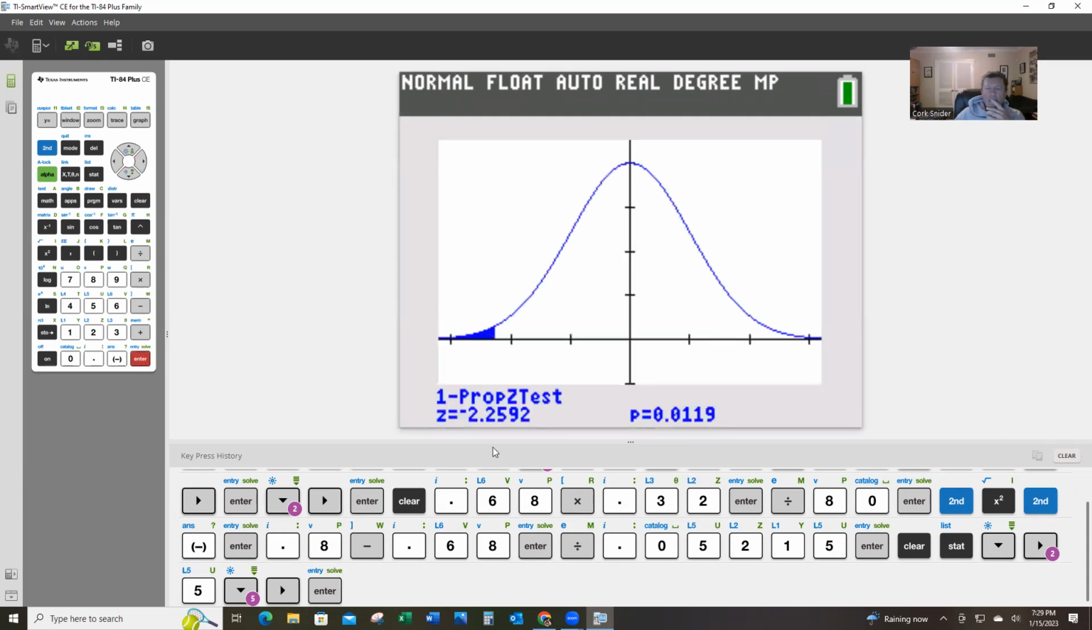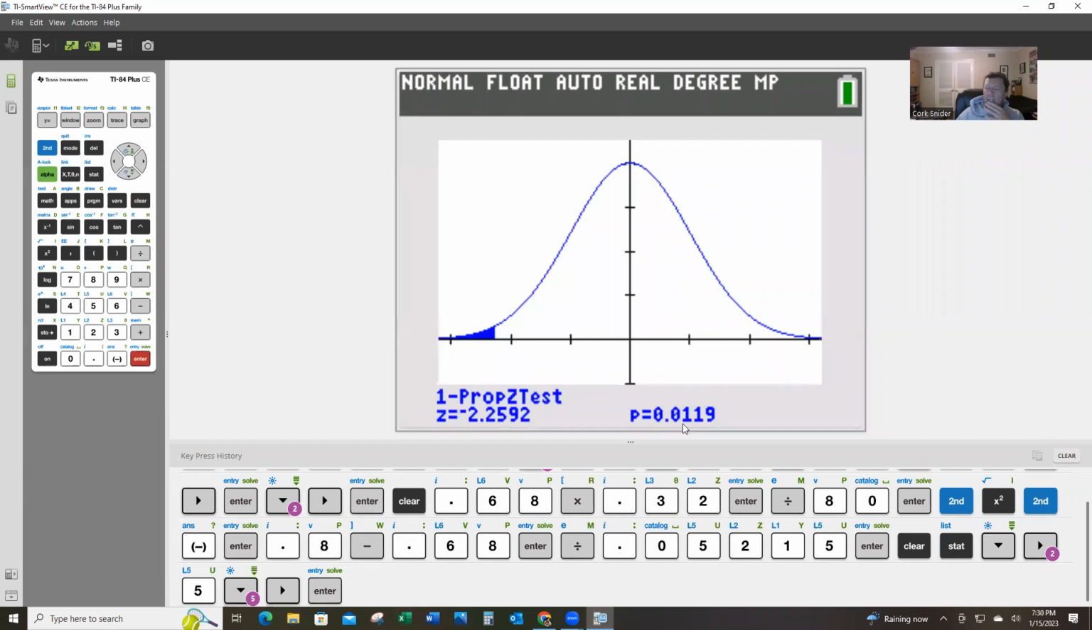So there's our test statistic, negative 2.26. I knew it was a little bit below everything, negative 2.26. And the p-value is 0.0119. So our test statistic was negative 2.26, and there's the p-value, 0.019. So it's just above the 1% level.